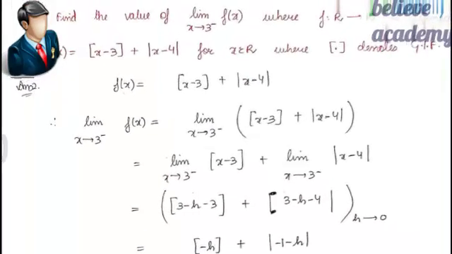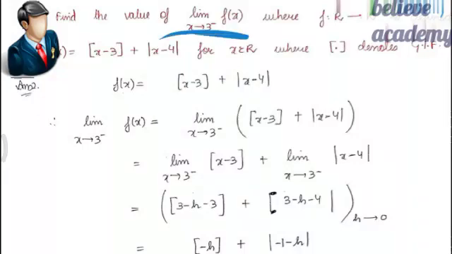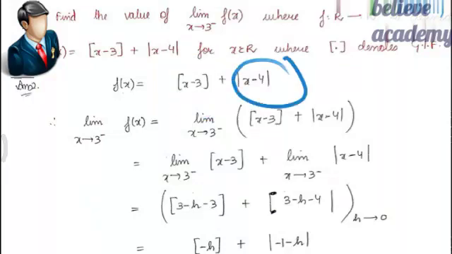The next question here is a mixture of modulus and GIF functions. You need to find the value of limit x tends to 3 minus f of x, where f from R to R is defined by f of x is equal to greatest integer function of x minus 3 plus modulus of x minus 4 for x belongs to R, where this function denotes the GIF. Okay, so this is what we say GIF function, and this is the modulus function.